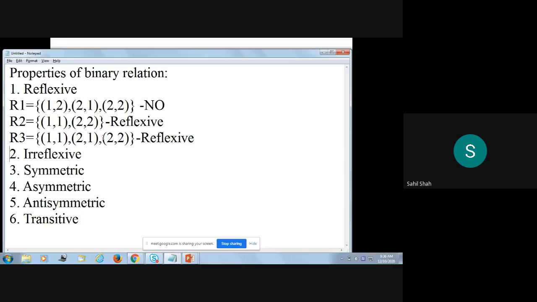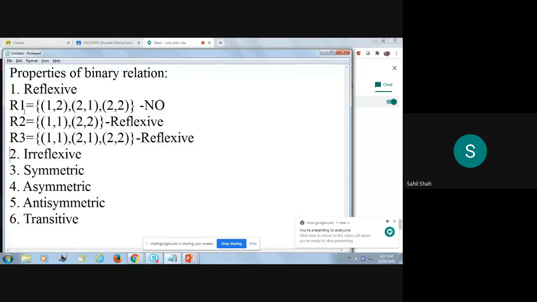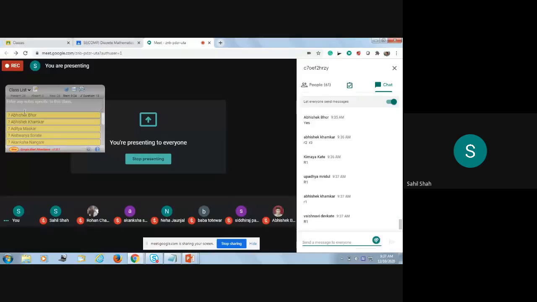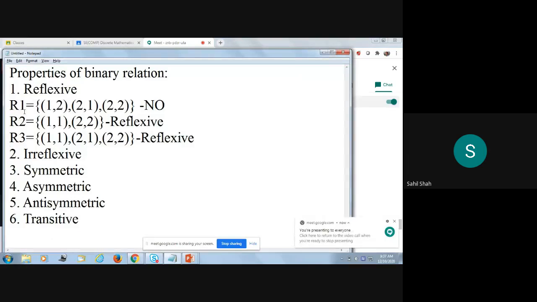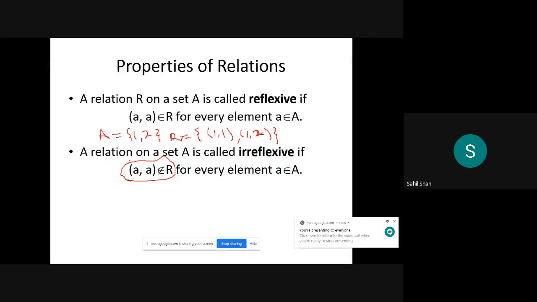So I will again take R1, R2, R3. Out of these R1, R2, R3, which are irreflexive? Vaishnavi, Abhishek, and all are saying R1. R1 is wrong. None of the relations is irreflexive. What is the definition of irreflexive relation? A relation is said to be irreflexive if for any element, whatsoever that element, I must not have any self loop. I must not have a single a comma a present in the relation.